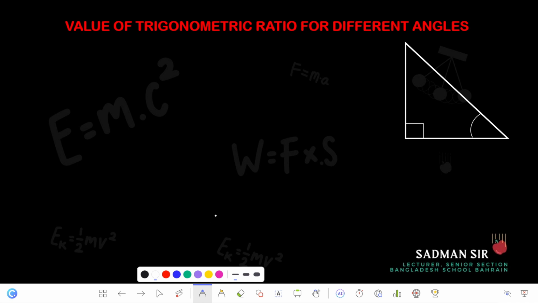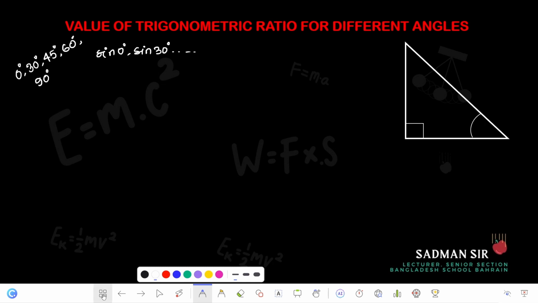So in our today's video, we are going to discuss the value of different trigonometric ratios for different angles. Okay, so mainly the angles that we have to learn the values of are 0 degree, 30 degree, 45 degree, 60 degree, and finally 90 degree. For example, we have to know the value of sine 0 degree or sine 30 degree and so on, and the same values for cos also: cos 0, cos 30, tan 0, tan 30, cosec 0, cosec 30.